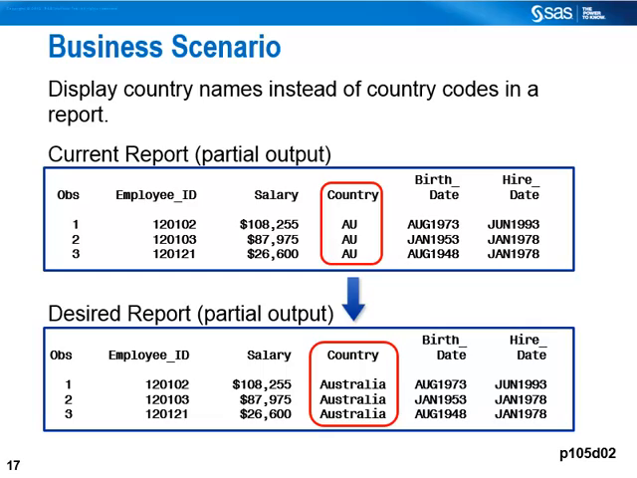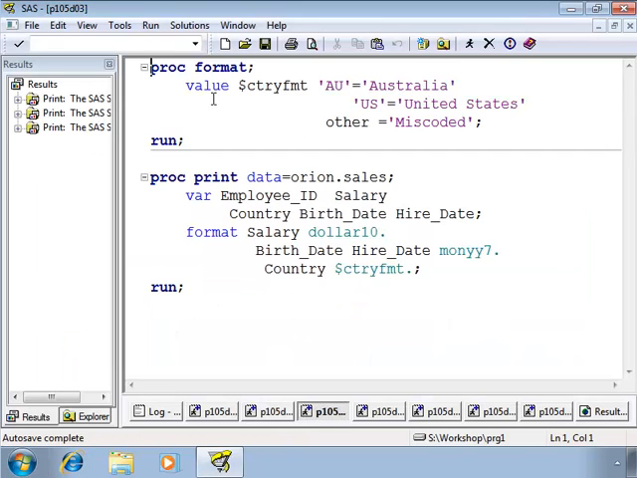Business scenario that we have here is to display the country names instead of country codes in a report. Let's go ahead and open this program and run. So here what we have done, we are using a proc format, that is a procedure by which we create a format. Then we give the syntax value, which is a required syntax. This defines what kind of format we are going to define. Dollar is optional. If the format is a character format, then we use the dollar symbol, otherwise we don't use it.